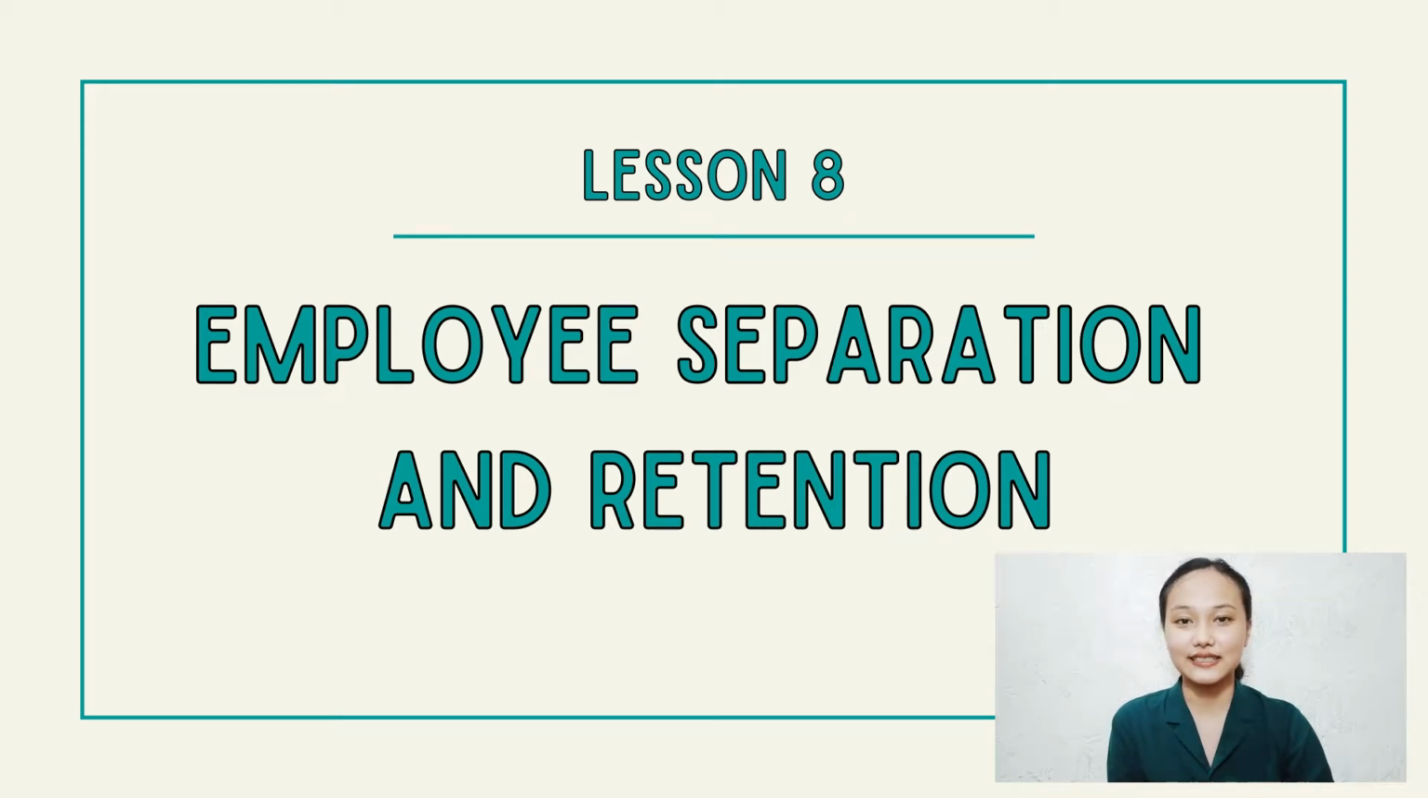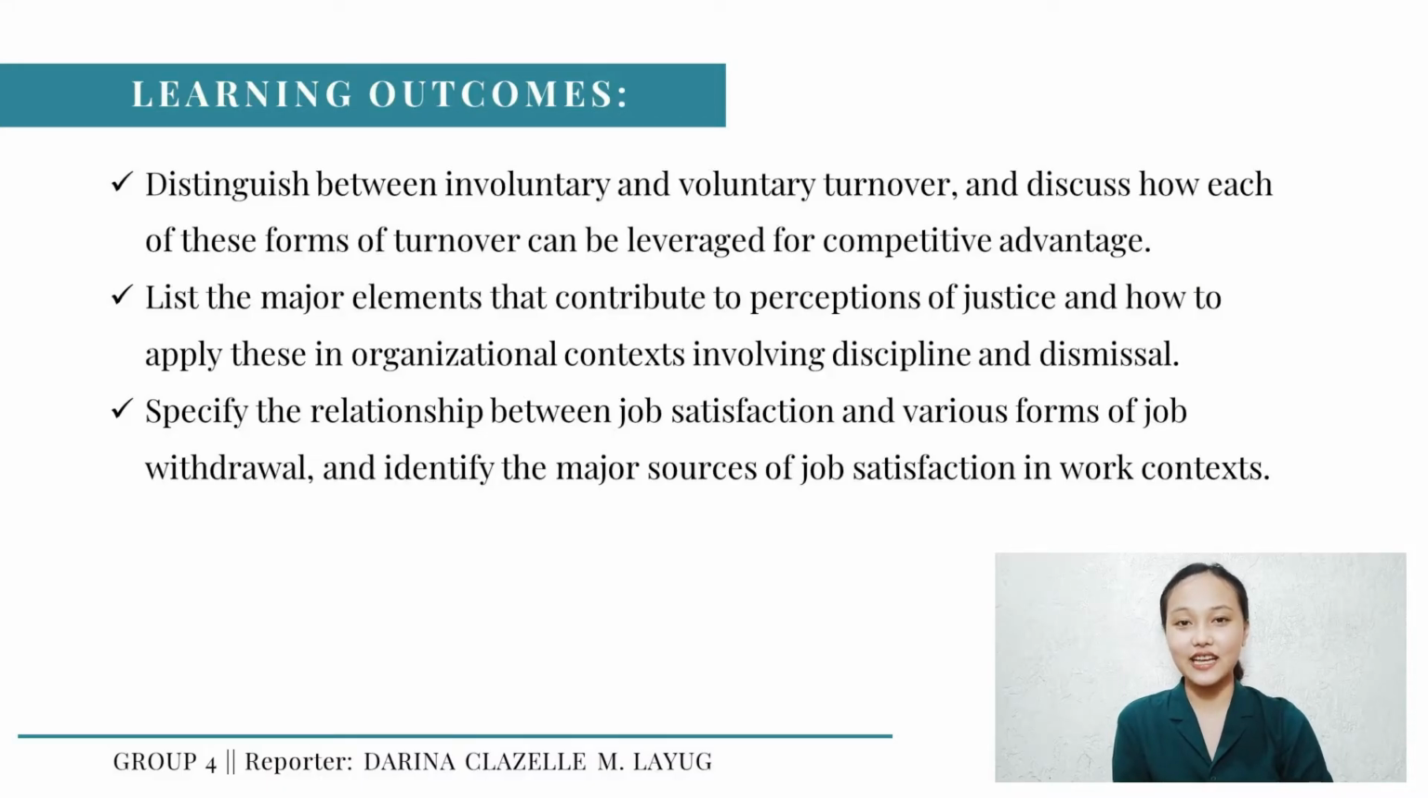Structure Decisions. After discussing Lesson 8, learners are expected to distinguish between involuntary and voluntary turnover and discuss how each of these forms of turnover can be leveraged for a competitive advantage. List the major elements that contribute to the perception of justice and how to apply this in the organizational context involving discipline and dismissal. And lastly, specify the relationship between job satisfaction and various forms of job withdrawal and identify the major sources of job satisfaction in the work context.